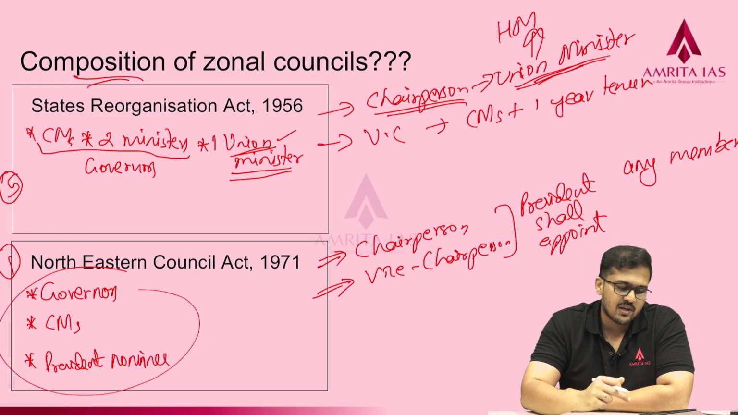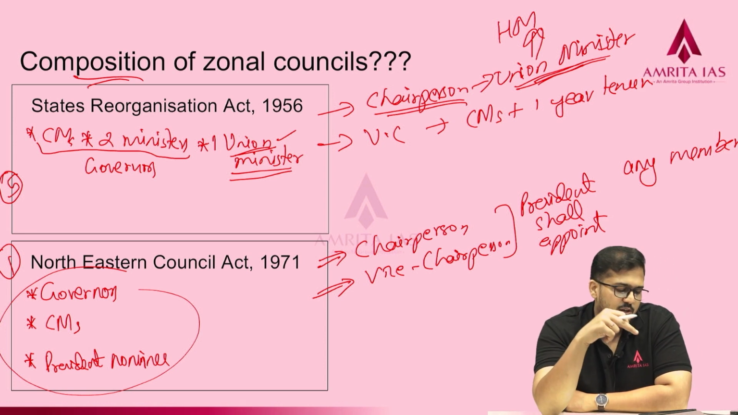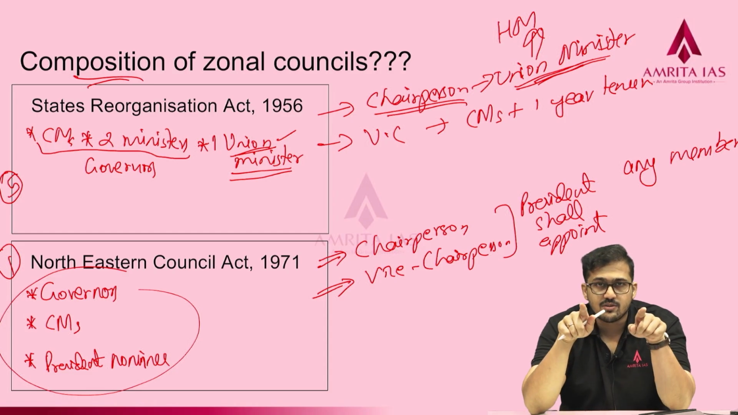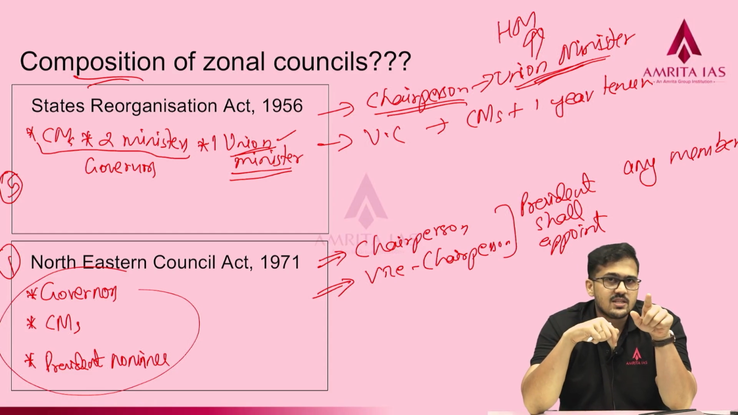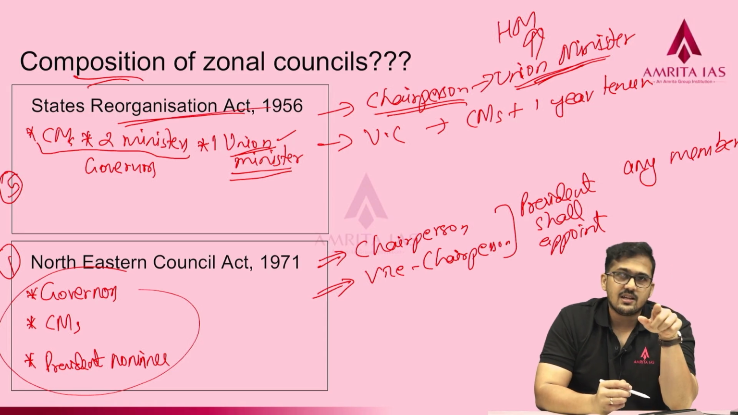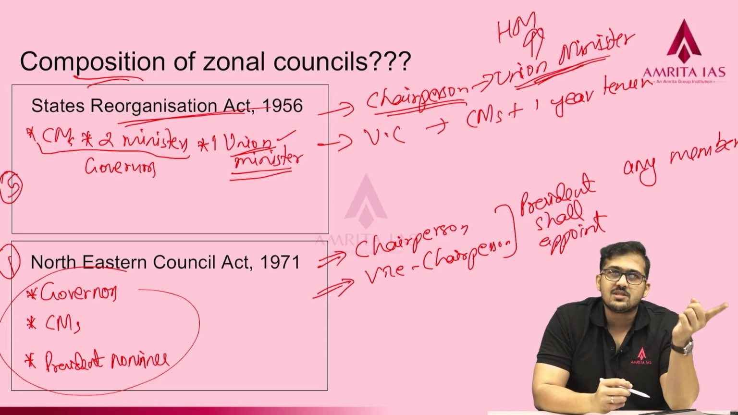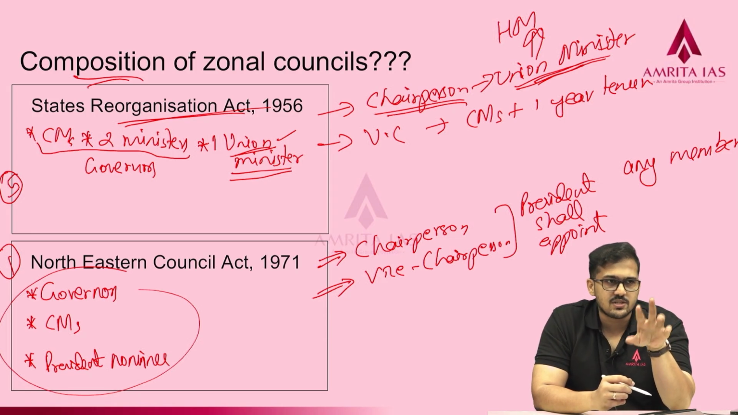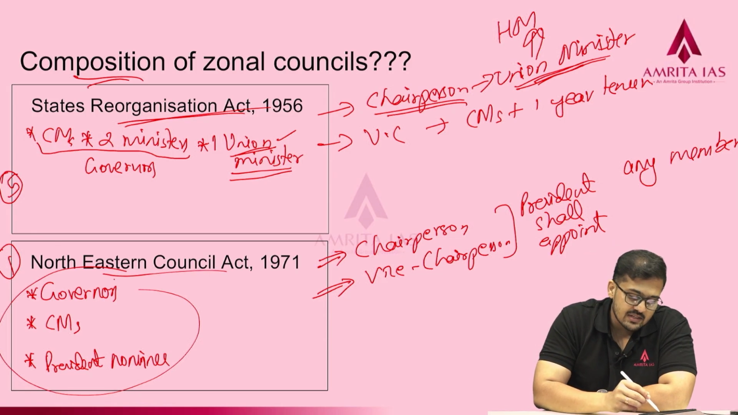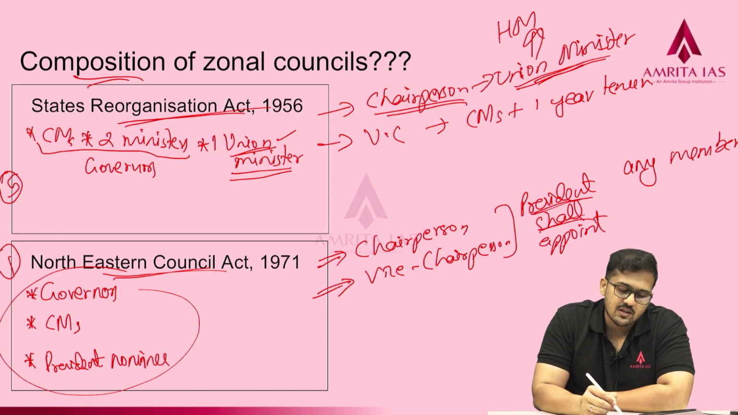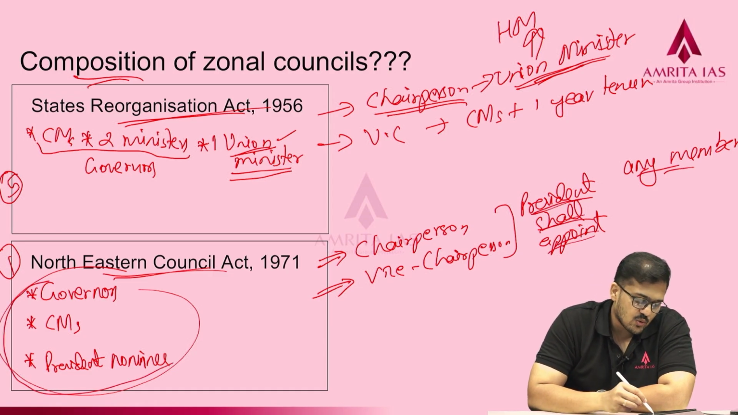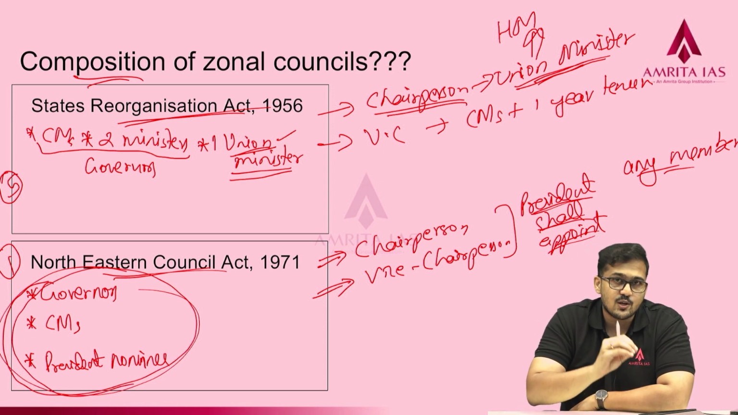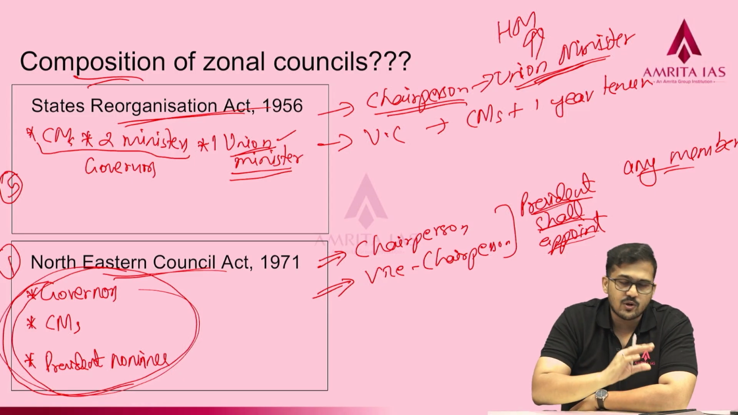Now when you compare the zonal councils created through the States Reorganization Act with the Northeastern Council Act, we can see a huge difference in what is written in the law. In the States Reorganization Act, it is explicitly mentioned that a Union Minister shall be the chairperson, and the Chief Ministers in rotation shall be the vice chairperson. That is already written there. But here it is said that the President can appoint any members who are already part of the Northeastern Council as the chairperson and the vice chairperson. So that is what the law says with respect to the zonal councils in India.